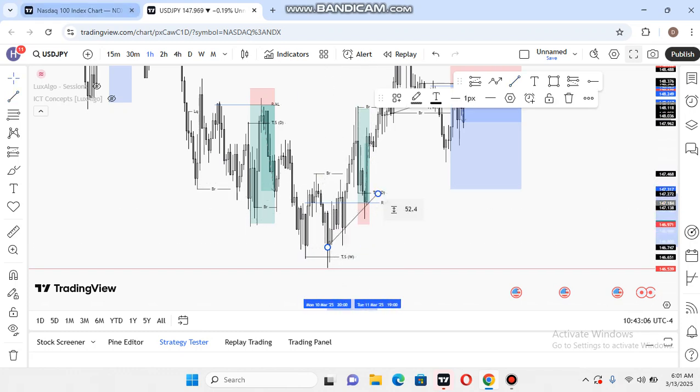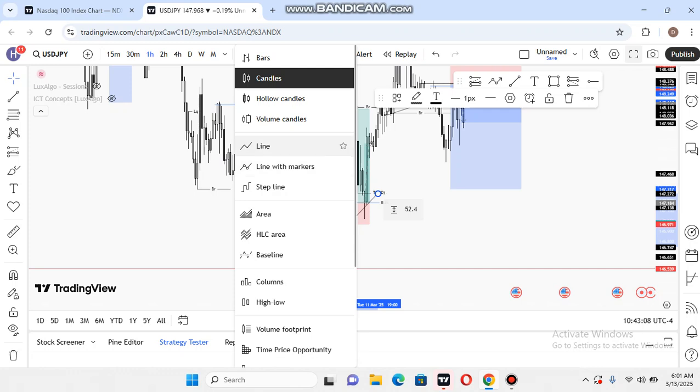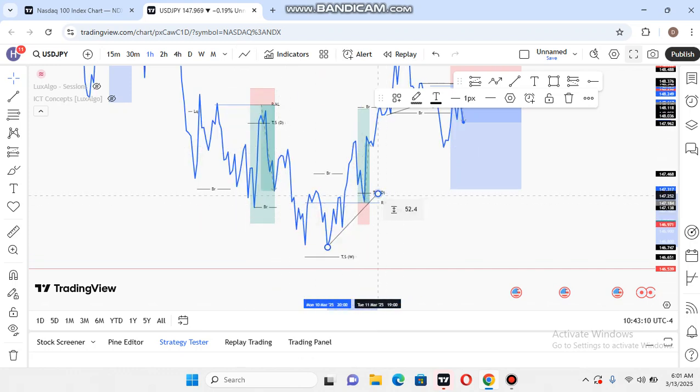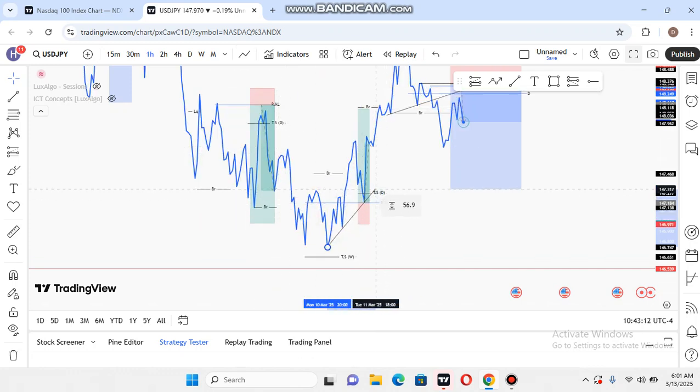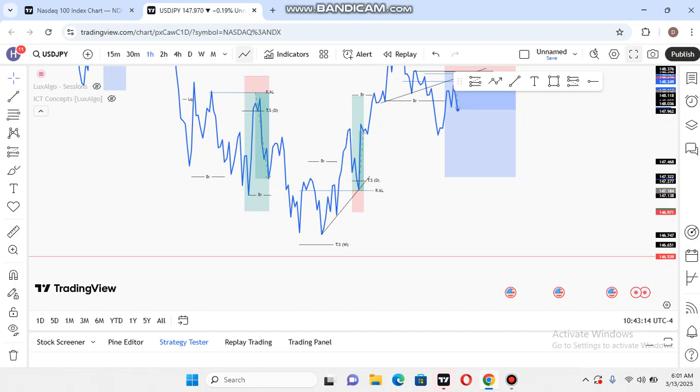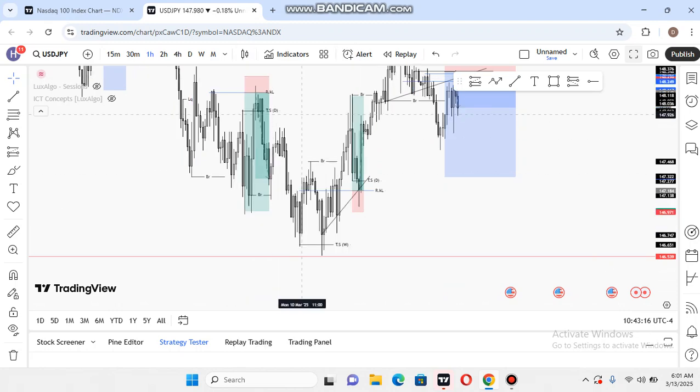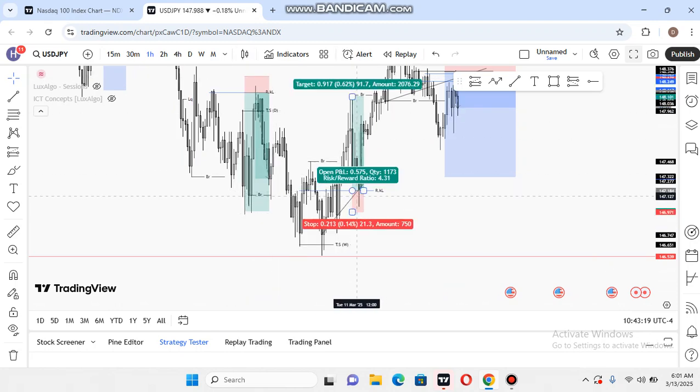That is the trend line. So if I go to the line chart, you will see how it aligns very well. So I'm going to put it to touch. Now if you look at it, it did not close with a body below, so that means that trend line was respected.